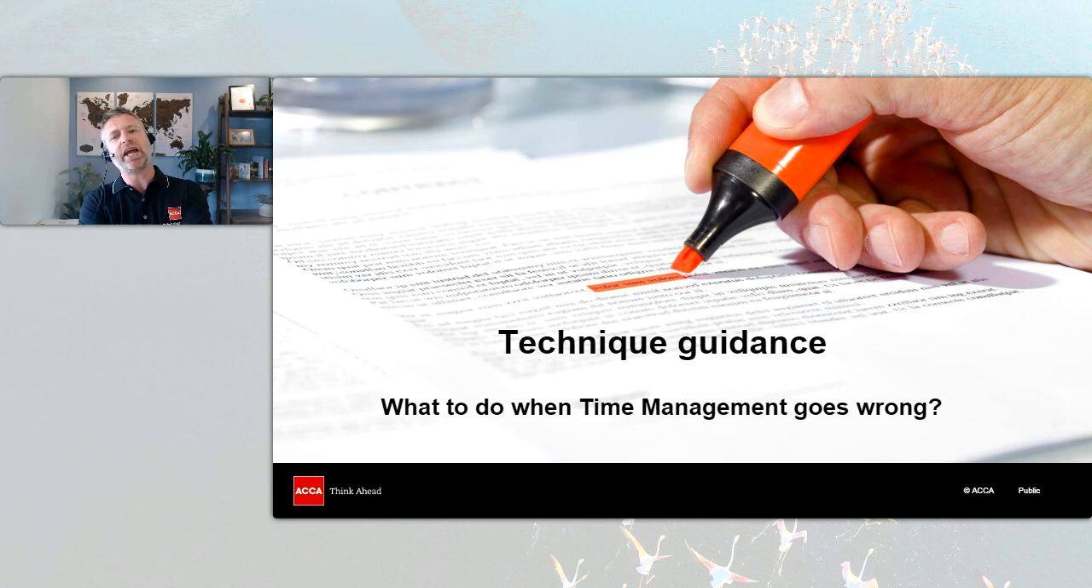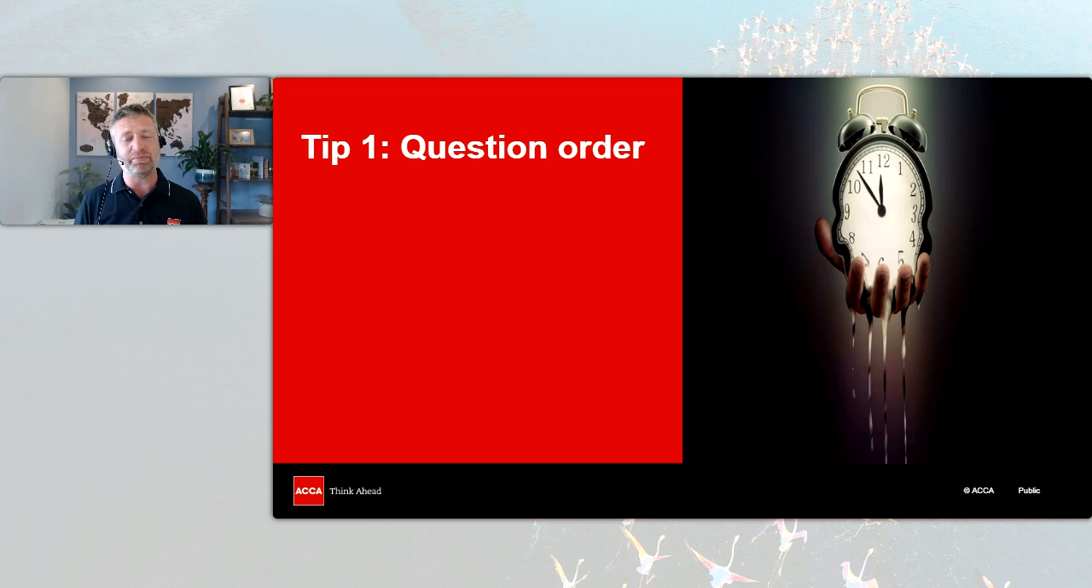Another area of technique that we're going to focus on today is around time management. The reason it's so important is that AAA is incredibly time pressured, unbelievably time pressured. And so you need to have tactics for dealing with it. My first tip around time management is the order in which you do the questions. If you've watched any of my stuff before, you probably know what I'm going to say. I strongly advise you to start the exam with question 2 and then question 3.